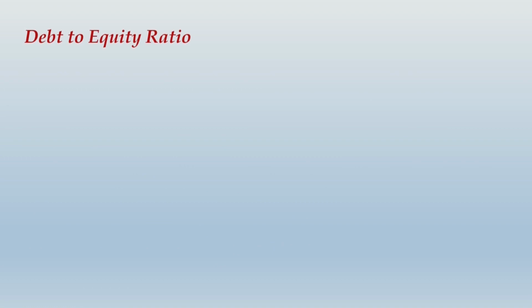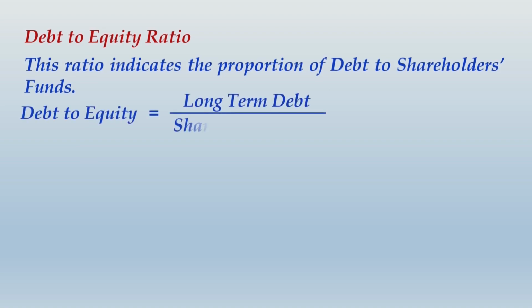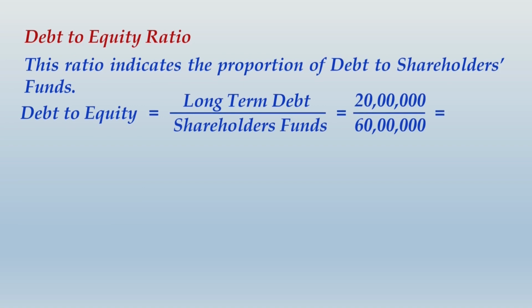My humble request, don't ever get confused between debt ratio and debt to equity ratio. When it is a debt ratio, it is debt upon total capital employed, and the term debt to equity ratio means the numerator will be debt and denominator will be shareholders funds. So here it will be long term debt divided by shareholders funds. So this time the denominator is not the total capital employed, it is in fact the shareholders funds.